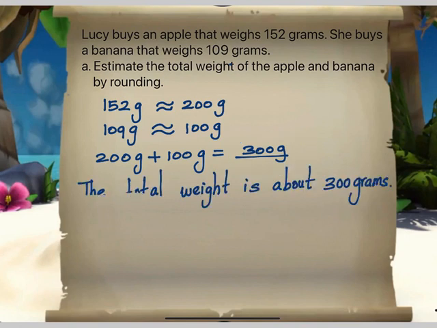The total weight is about 300 grams, period. The word about says that it is not the exact weight, but it is an estimated weight, which is an approximate weight and not an exact weight. So now we have completed the part A of the question. Let's move to the part B of the question.